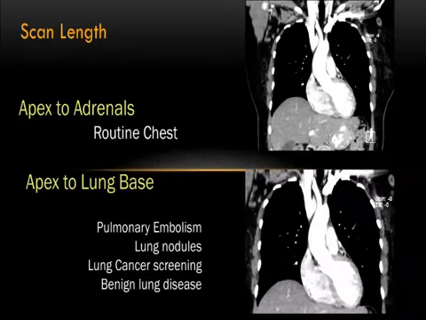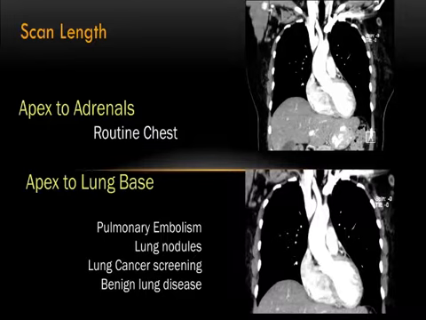Now, scan length has an effect on dose. For routine chest, generally we begin just above the apex of the lung and extend to mid-liver or adrenal gland. But when you are working with PE protocol or lung nodule or lung cancer screening or benign lung disease, you can actually limit your coverage to the mid-liver level. You do not need to go below that. The reason is that lung nodule and lung cancer screening are non-contrast studies. Studies without contrast or iodine do not really help you pick up liver lesions or other things. They are not that useful.